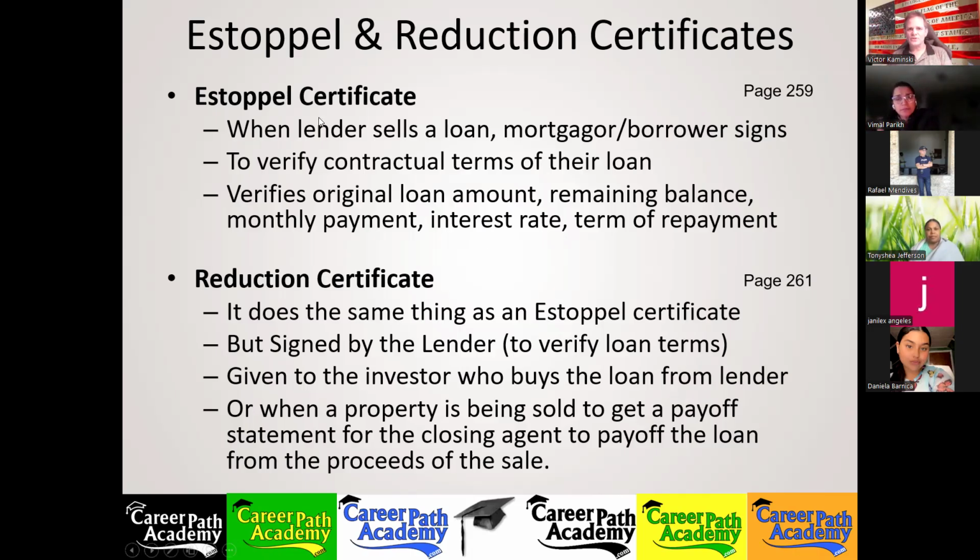Well, the estoppel certificate is you as a borrower, you got a loan to buy a house. You sign an estoppel certificate to verify the terms of your loan. How much did you originally borrow? What is your current loan balance? What is the interest rate? What's your monthly mortgage payment? What are the terms, meaning how many years is your loan? Okay, that's all it is. It's a document that verifies information.